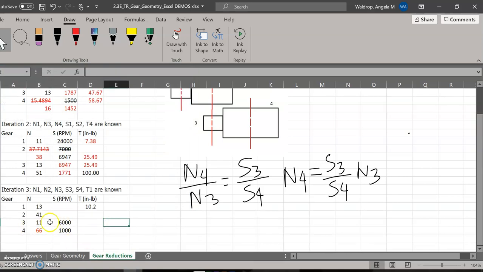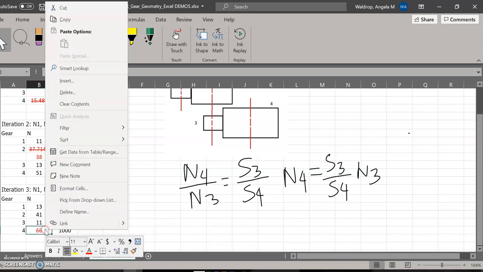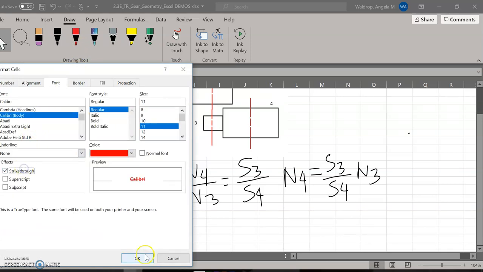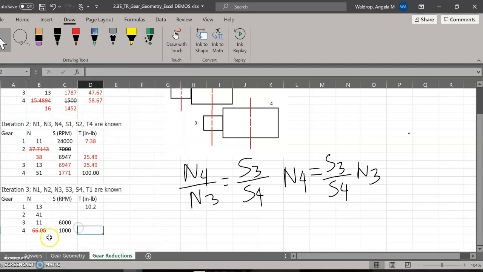Now you do probably want to go ahead and build that in there since not all gear geometries will give you a nice round number. So we probably should go back and change that back. Format cells, number. And then we're going to go ahead and strike through that. And then just go ahead and set that up again here.